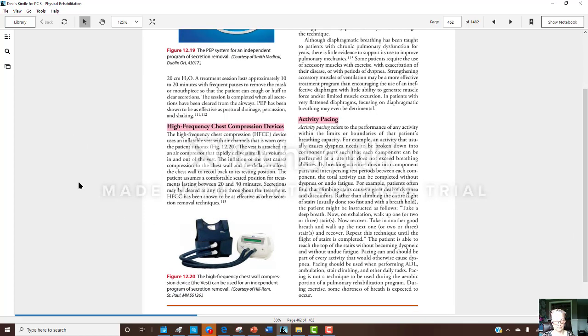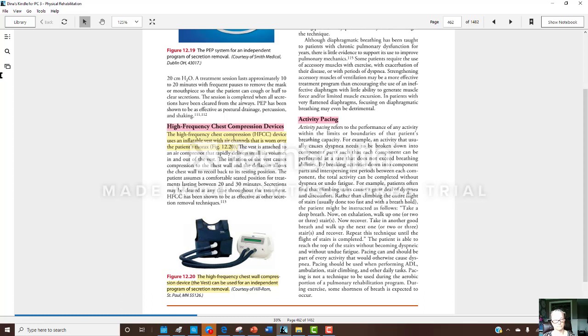High-frequency chest compression devices. The high-frequency chest compression (HFCC) device uses an inflatable vest with air channels that is worn over the patient's thorax. Figure 12.20. The vest is attached to an air compressor that rapidly delivers small air volumes in and out of the vest. The inflation of the vest causes compression to the chest wall, and the deflation allows the chest wall to recoil back to its resting position.